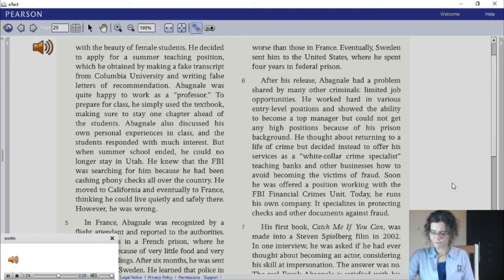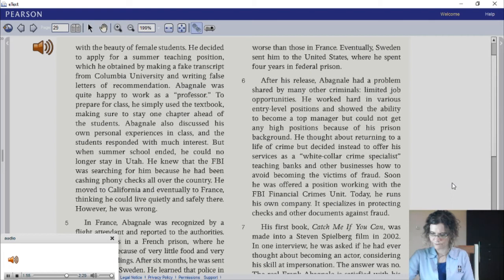After his release, Abagnale had a problem shared by many other criminals: limited job opportunities. He worked hard in various entry-level positions and showed the ability to become a top manager, but could not get any high positions because of his prison background. He thought about returning to a life of crime, but decided instead to offer his services as a white-collar crime specialist, teaching banks and other businesses how to avoid becoming the victims of fraud.